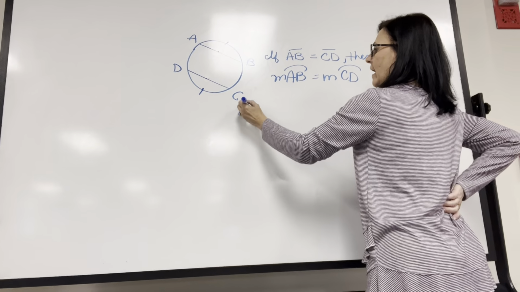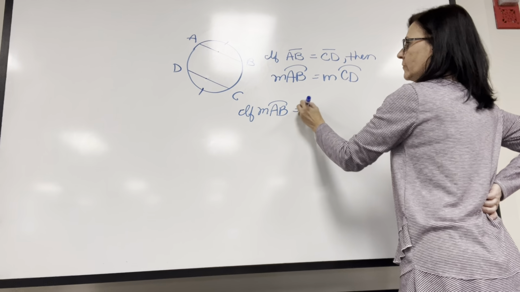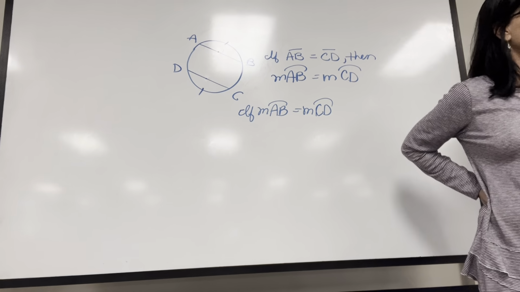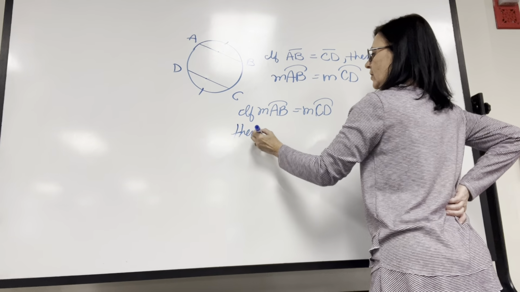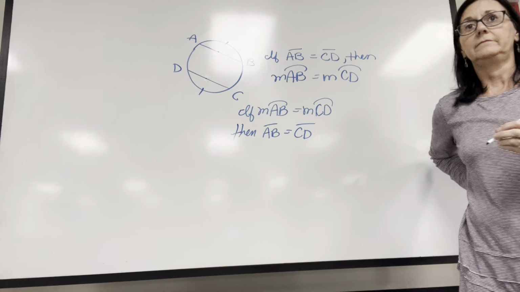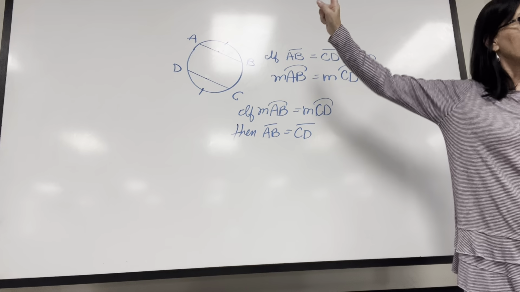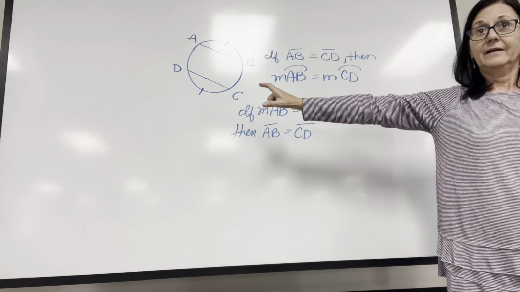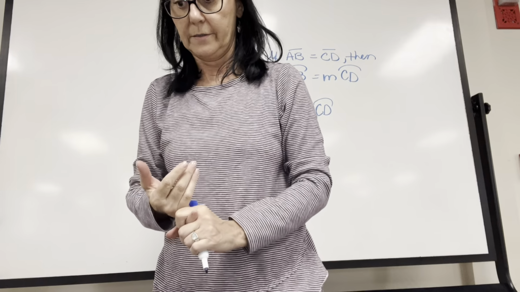So now, if the measure of arc AB equals the measure of arc CD, then I can know their chords are equal. Then chord AB is equivalent to chord CD. So it goes both ways. Equal chords means equal arcs. Equal arcs means equal chords. Got it? Equal chords means equal arcs. Equal arcs means equal chords.